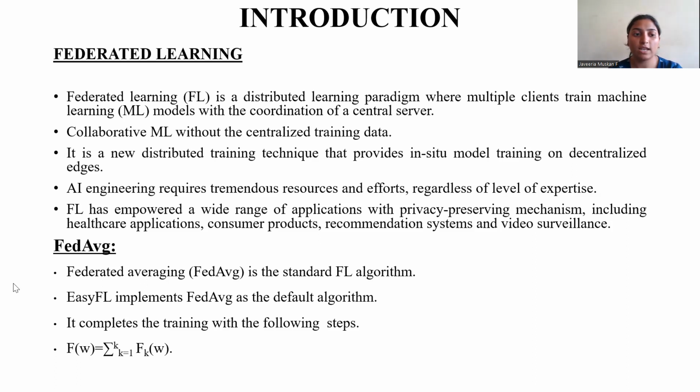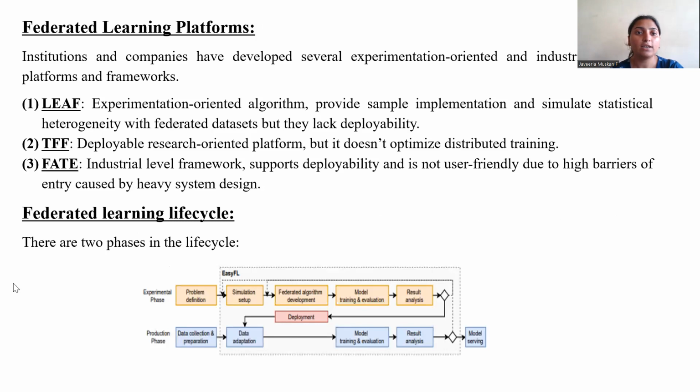Experienced researchers face challenges building prototypes and deploying federated learning applications because they may not be familiar with the software engineering and infrastructure. So FedAverage is one of the standard federated learning algorithms. It is the default algorithm, it is easy to implement, and it completes the training in 3 steps. And here is the equation for FedAverage. F of W is equal to the summation of K equals 1 to K, F of K of W.